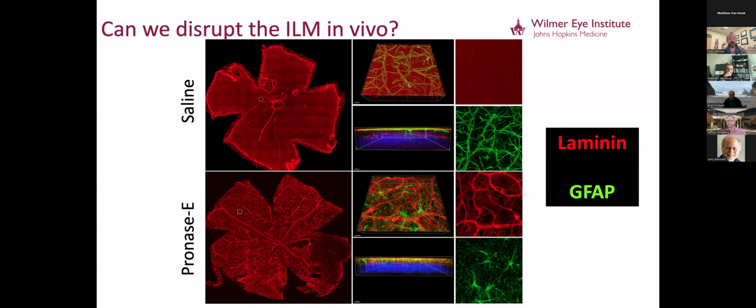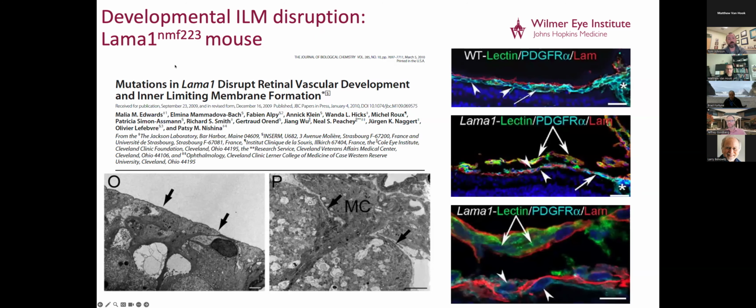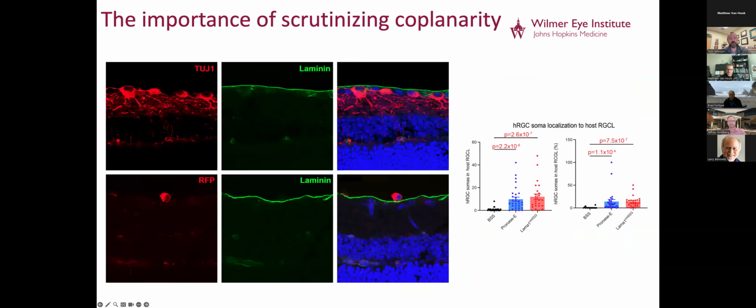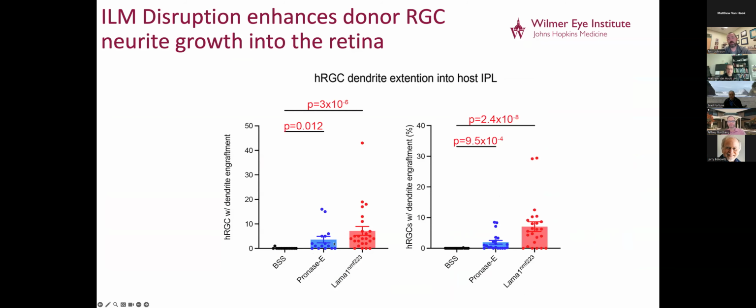We've since developed methods for experimentally disrupting the ILM in rodents with proteolytic enzymes, as well as using transgenic mice that have developmental abnormalities and naturally occurring holes in the ILM. And we found that if you disrupt the ILM, not only does it improve retinal ganglion cell survival at early time points after transplantation, but it also improves engraftment. It increases the ability of somas to migrate underneath the ILM into the retinal parenchyma, and it also improves the ability of them to elaborate dendrites within the inner plexiform layer.